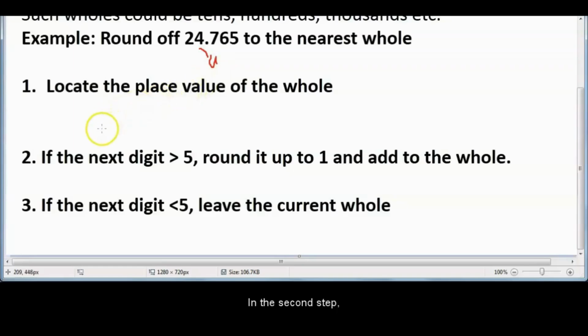Okay, we are in the second step now. To round up 24 to 25, we have to look at the next digit after the decimal point. Is it greater than 5? Yes. The next digit after 4 is 7 and is greater than 5. So you round it up to 1 and add it to 4. So 24 becomes 25.